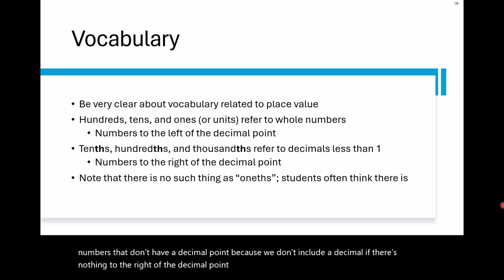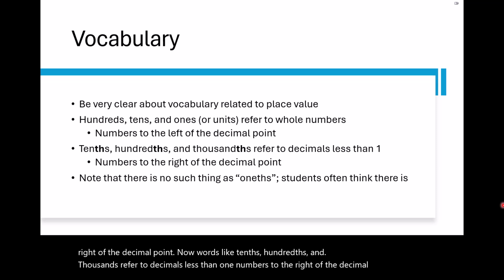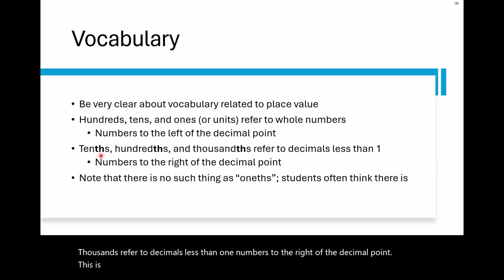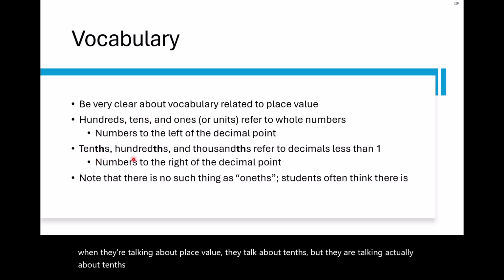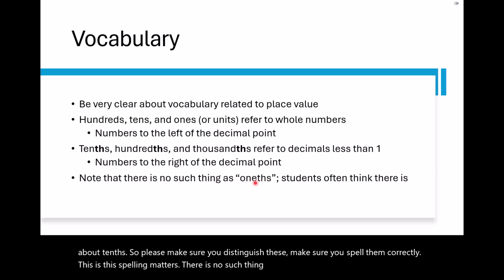Now, words like tenths, hundredths, and thousandths refer to decimals less than 1, numbers to the right of the decimal point. This is something that students often get wrong in this class. When they're talking about place value, they talk about tenths, but they are actually talking about tens. So please make sure you distinguish these. Make sure you spell them correctly. This spelling matters. There is no such thing as oneths or uniths. Students often think there is.